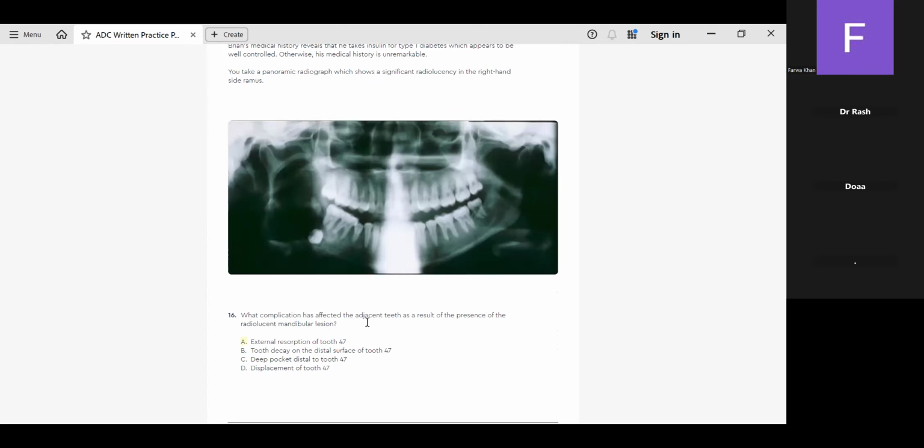What complication has affected the adjacent teeth as a result of the presence of the radiolucent mandibular lesion? So what has happened is external resorption of tooth 4-7, as you can see here. The roots have been resorbed.